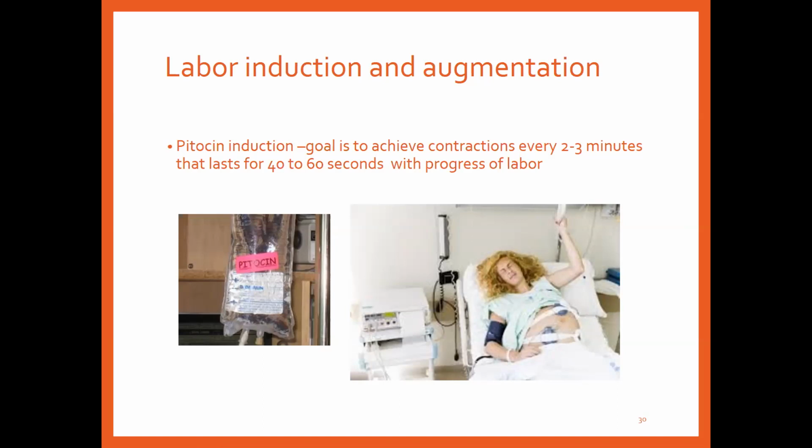Progress is determined by the changes in effacement, dilation, and station. Risk, again, is hyperstimulation that can be too frequent or too intense and can lead to decreased placental perfusion and non-reassuring fetal status. The nice thing here is that the IV can be decreased or stopped to decrease the contractions. If you're giving it in an IV form, you just slow the rate or stop it. And once true labor is started, the stopping of Pitocin will not stop the contractions.